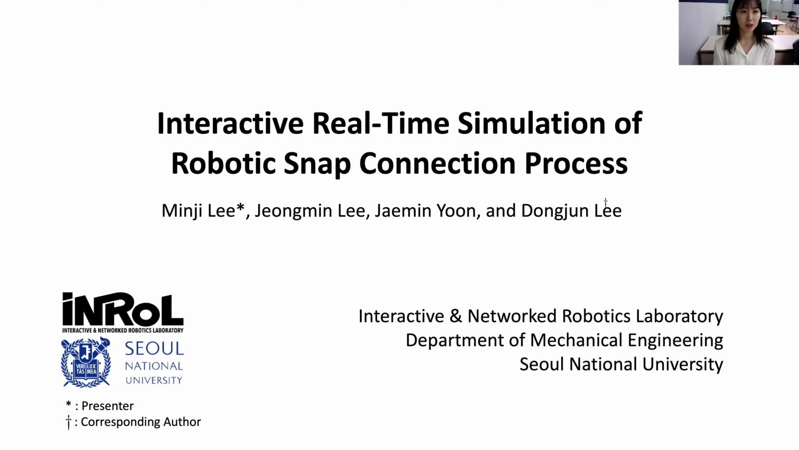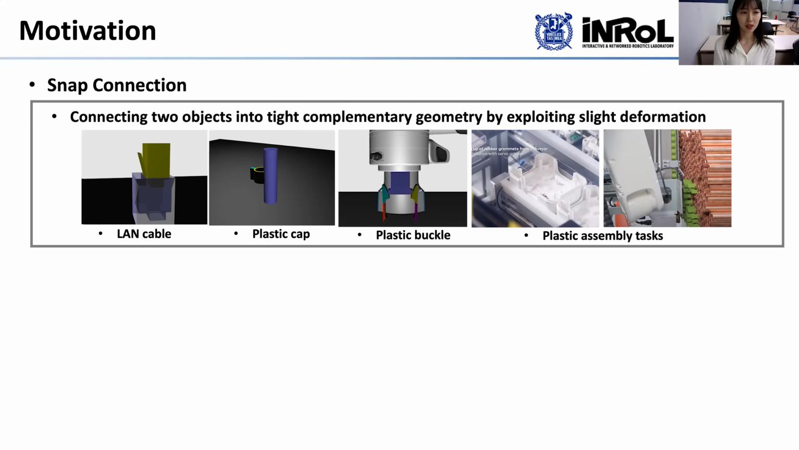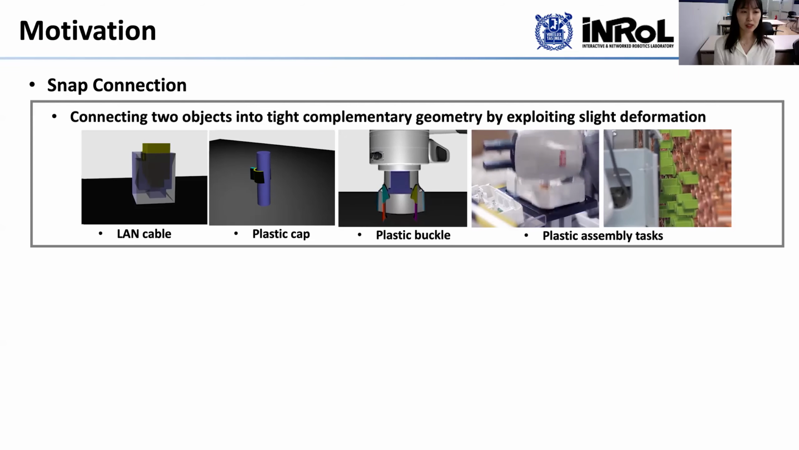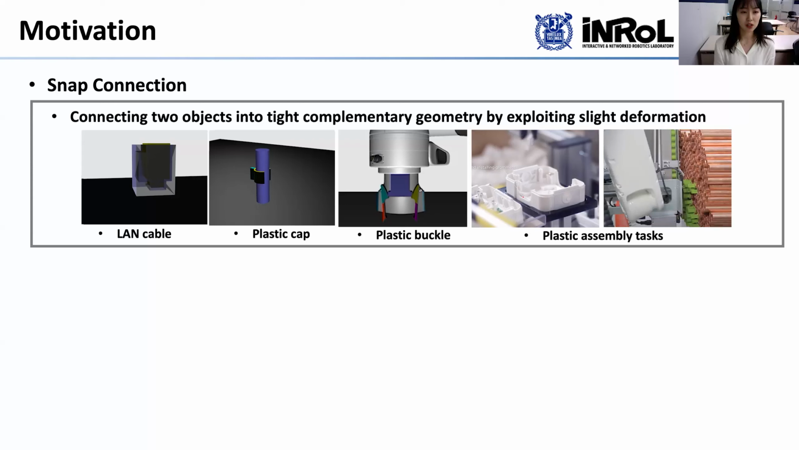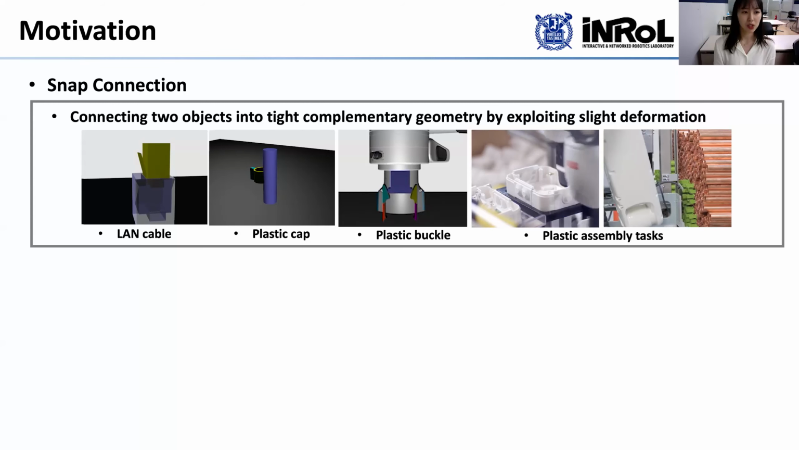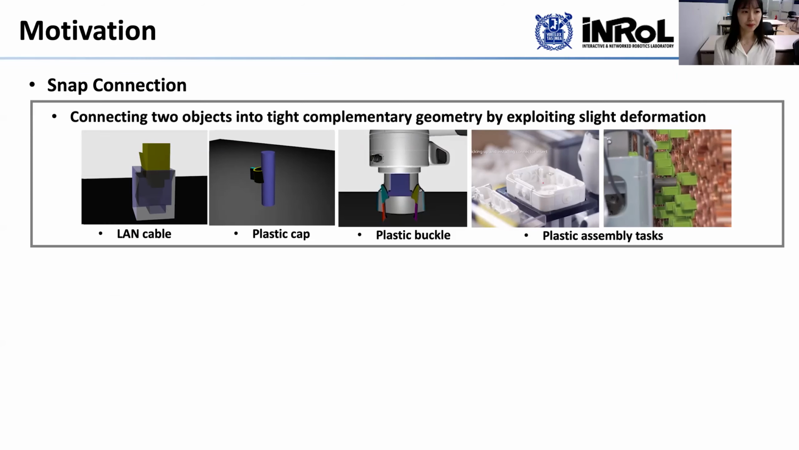I will present about interactive real-time simulation of robotic snap connection process. Snap connection is a process connecting two objects into tight complementary geometry by exploiting deformation of deformable objects and is utilized in various industrial sites. For automation of these processes, simulation of the snap connection is necessary.